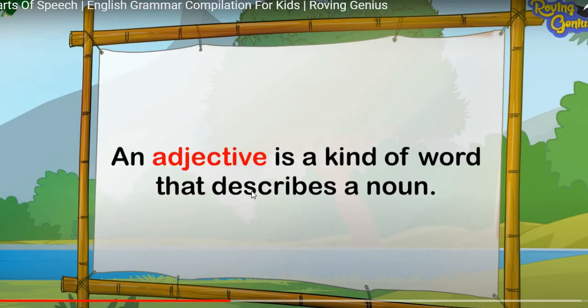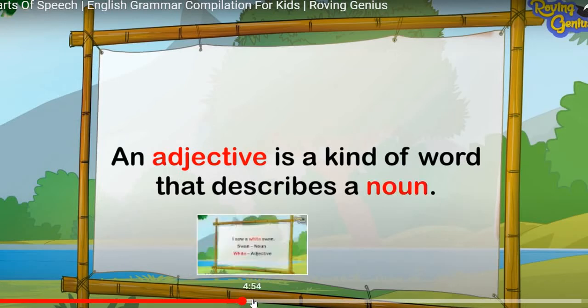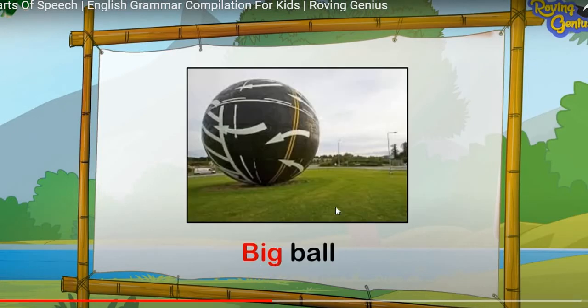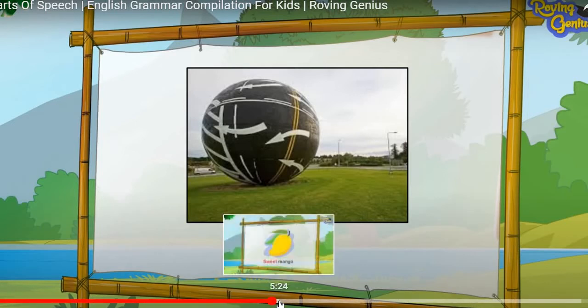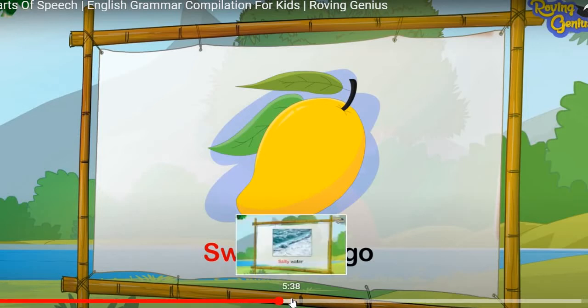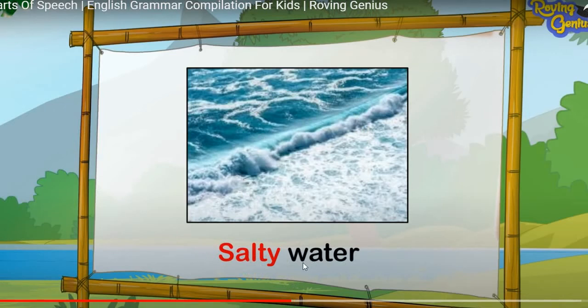Now the adjective. The adjective is a word that describes the noun. So for example, big bull. What is the noun? Bull. How did I describe the bull? It is big. So big is an adjective. Sweet mango. Mango is the noun. How did I describe the mango? It is sweet. So sweet is an adjective. Salty water. The water is the noun. How did I describe it? I said salty. So salty is an adjective.